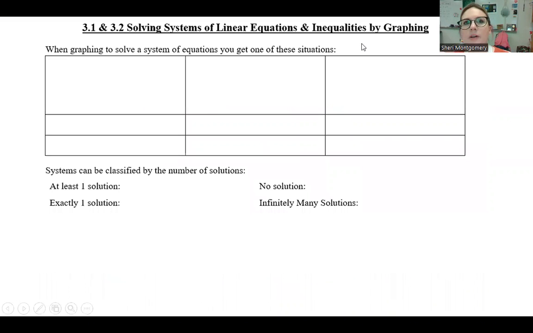All right, like I said, we're gonna get started. So for today's notes, it is solving systems of linear equations and linear inequalities. And we're doing it by graphing. So there's a couple of things that happen. When you graph systems of equations, you get one of three situations when you're dealing with linear inequalities and equations.